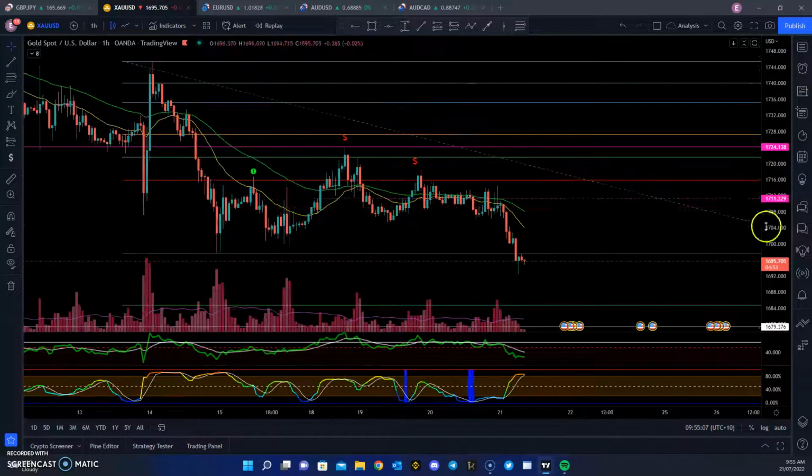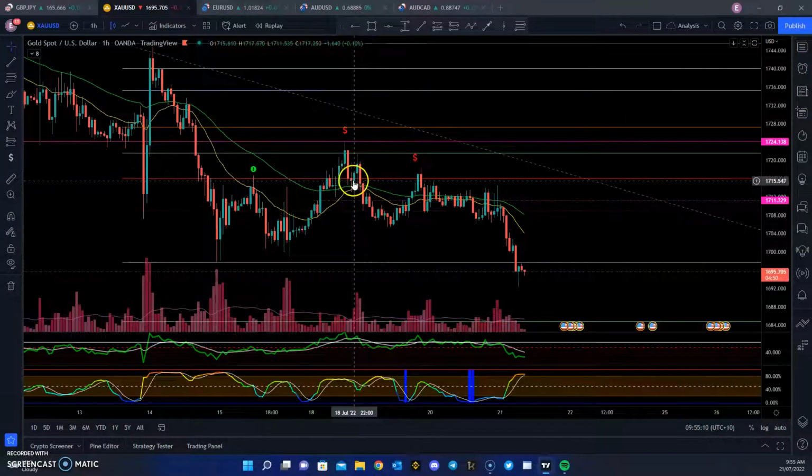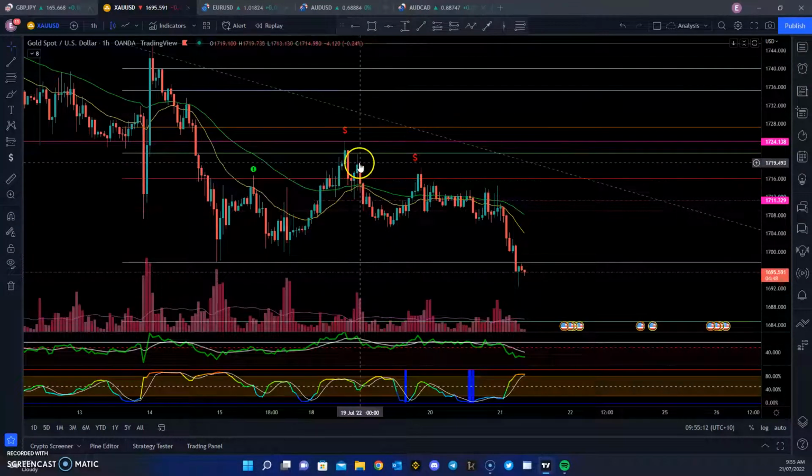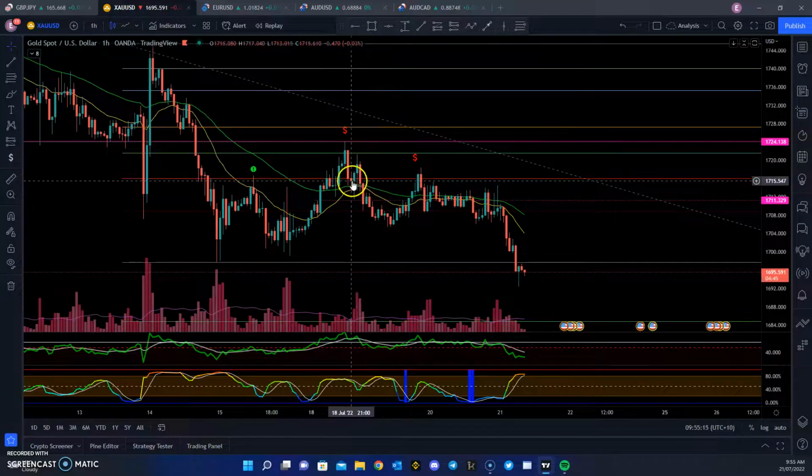However, what I wanted to see is a break of structure. So we had the low put in here, and then when we get this bearish engulfing, closing below that, that is our break of structure.